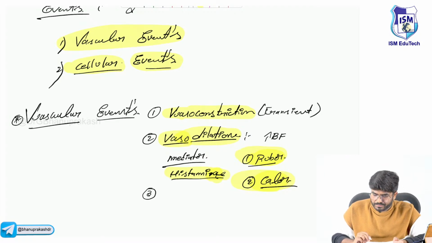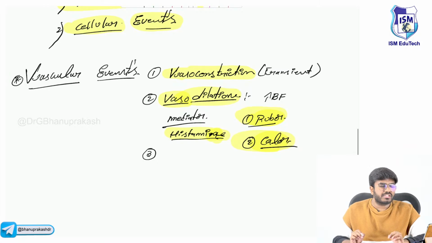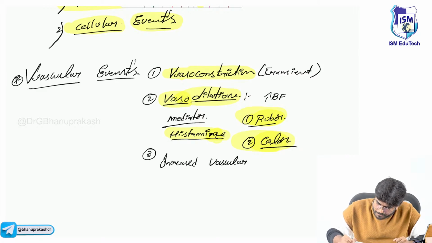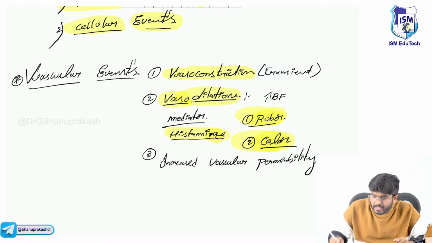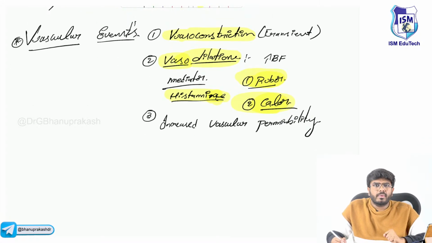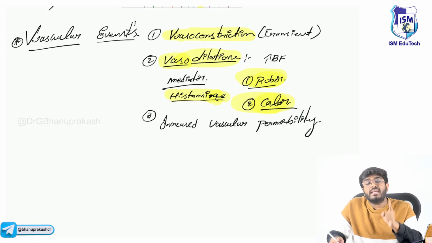Next, third. Vasoconstriction completed, vasodilation also completed. After that, there is increased vascular permeability. So what is increased vascular permeability? Vasodilation increases the blood flow.